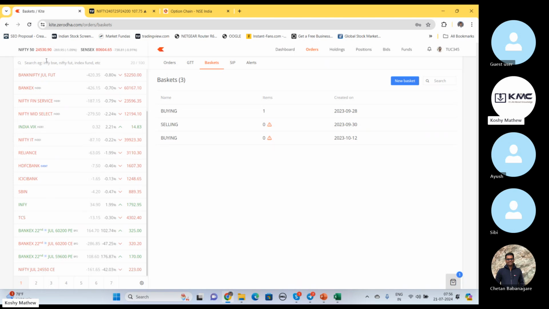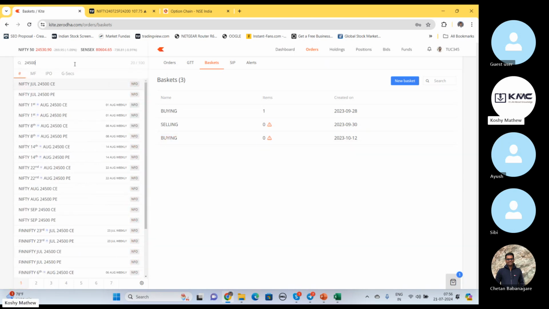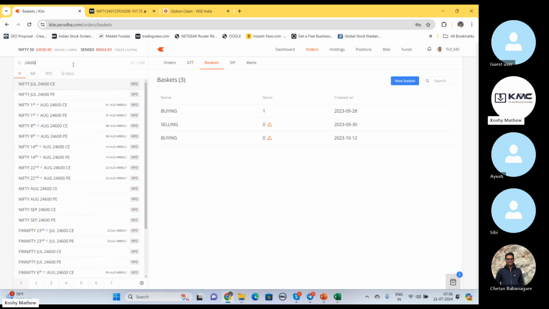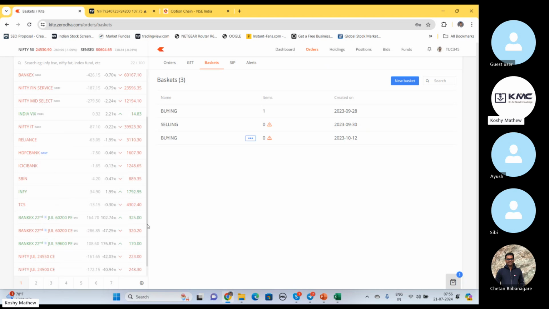Okay. Now the market is at 24,530. So let's put it as 24,550 C. This is at the money. 24,500 C, this is inside, in the money. And 24,600 CE, this is out of the money. Look at the price difference: 24,550 C, 24,500 C, and 24,600 C.